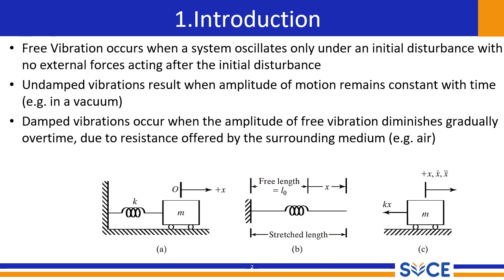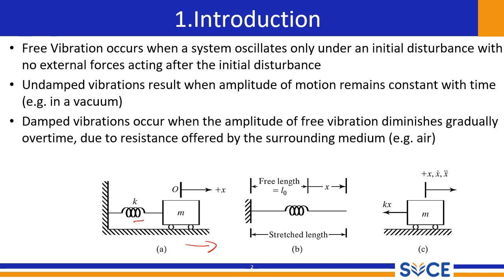In this slide, we will explore different types of vibrations that can occur in mechanical systems. Let's start by understanding free vibration. Free vibration occurs when a system oscillates only under an initial disturbance, with no external forces after the initial disturbance. For example, imagine pulling a mass attached to a spring and then letting it go. The system oscillates freely at its natural frequency.